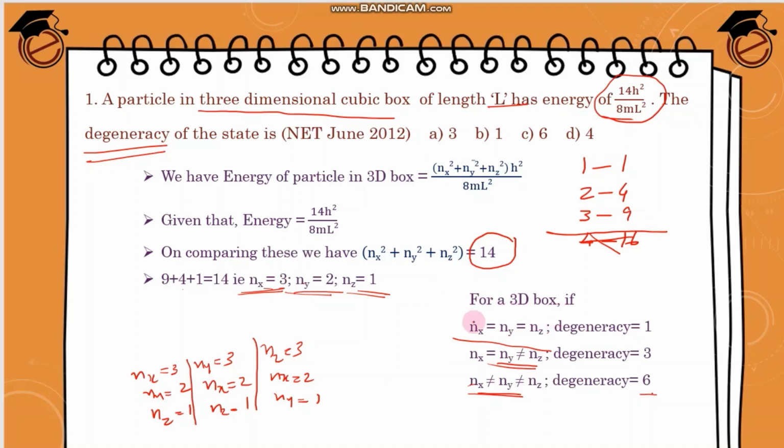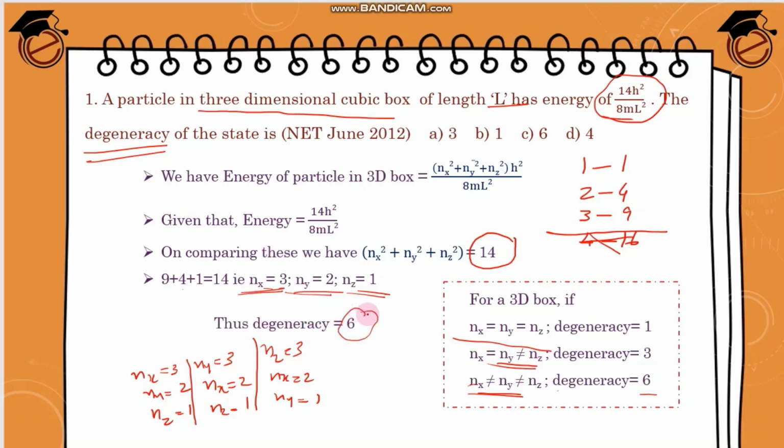For a 3-dimensional box, if all the levels are equal, the degeneracy will be 1. If at least one value is different, degeneracy will be 3. If all values are different, degeneracy will be 6. Here you can see nx is 3, ny is 2, and nz is 1. That is, all values are different. So degeneracy will be 6. This is an important question, and you can see the same series of questions in all the GATE and NET exams. It's very easy to do, just remember all these values.